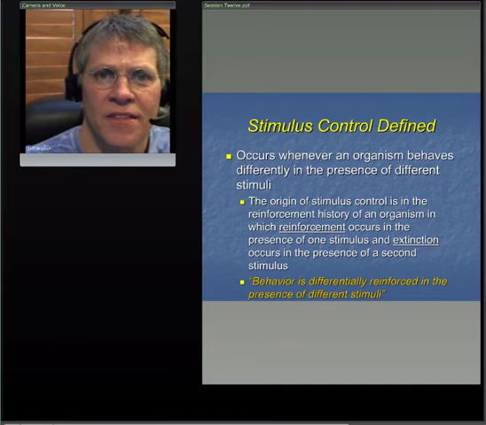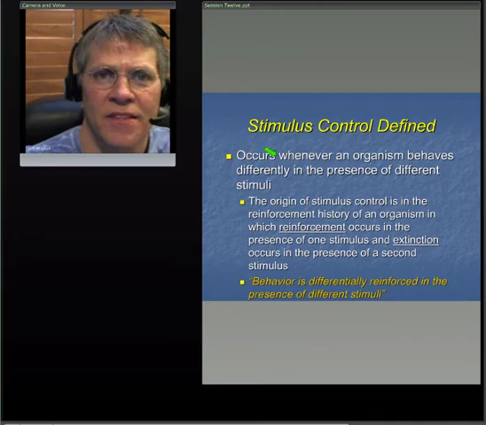We respond differently to our children than we might respond to our brothers. We might respond differently to the people we work with in a professional relationship, which is a lot different than when we perhaps go out on a Saturday night and go partying. So behavior does come under stimulus control in the sense that we know how to behave differently in the presence of different stimuli. How does that come about?